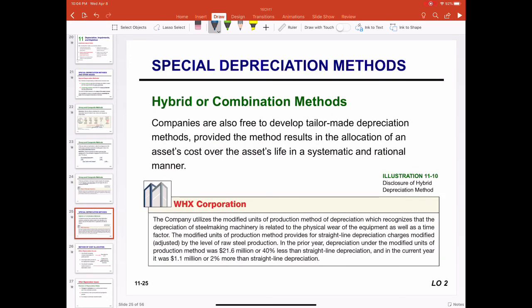Companies are allowed to develop tailor-made depreciation methods to provide more useful information, specifically more reliable and relevant depreciation expense information in the financial statements.